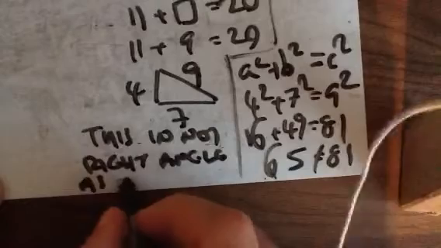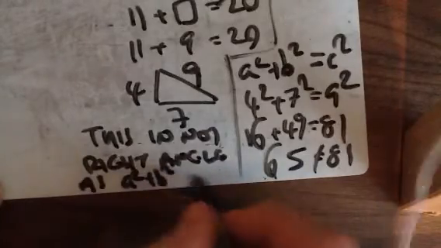As I'm going to put, a squared plus b squared does not equal c squared.